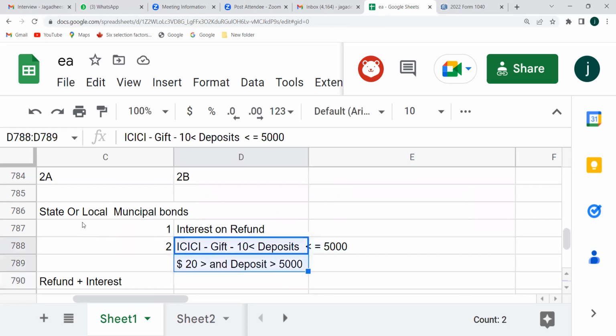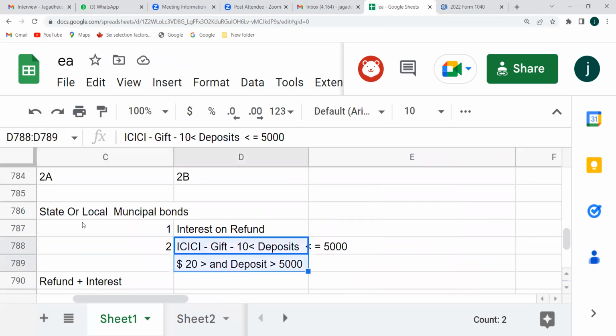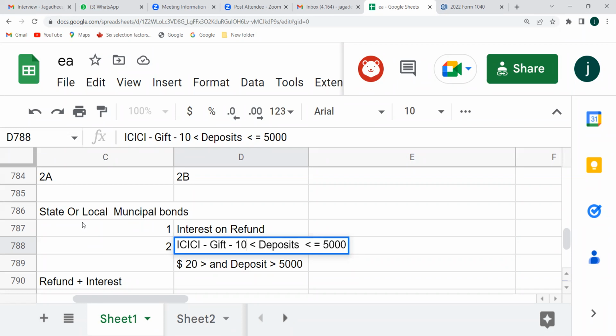Clear or not? So we'll go with an example. Gift from the bank for opening this account. If you are supposed to open an account in the USA, you are supposed to pay a deposit amount. So the deposit amount should be less than or equal to $5,000. In case the deposit amount is less than or equal to $5,000, you might get some gift. The gift value should be less than $10 only, so in this case you need not pay any tax.